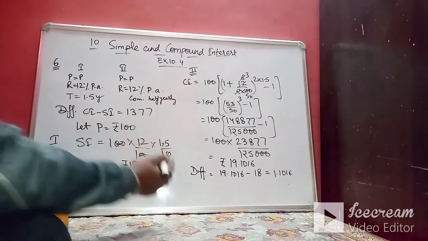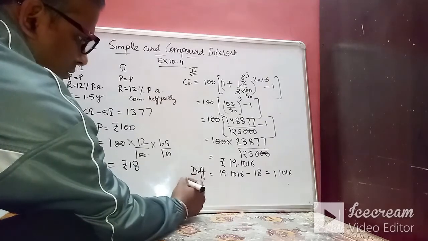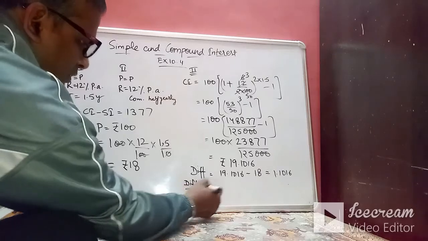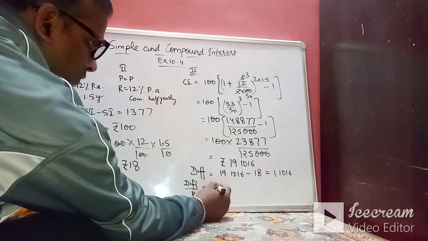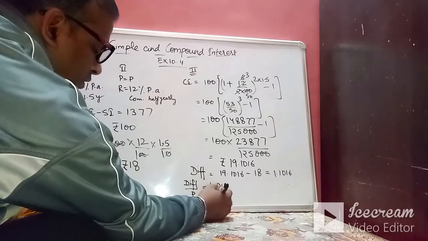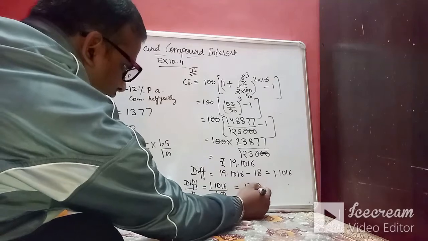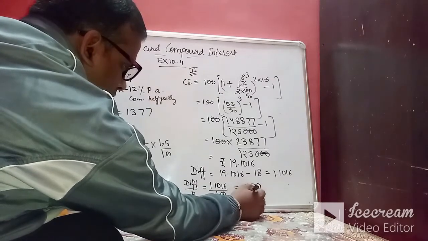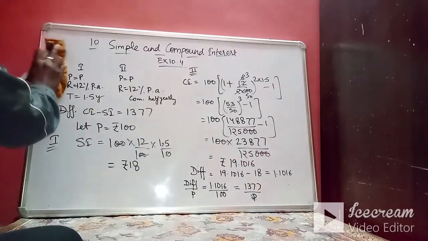So again we will make a table between difference and principal. When the difference is 1.1016, principal is 100, and when the difference is 1377, principal is P or X. So let's solve it.